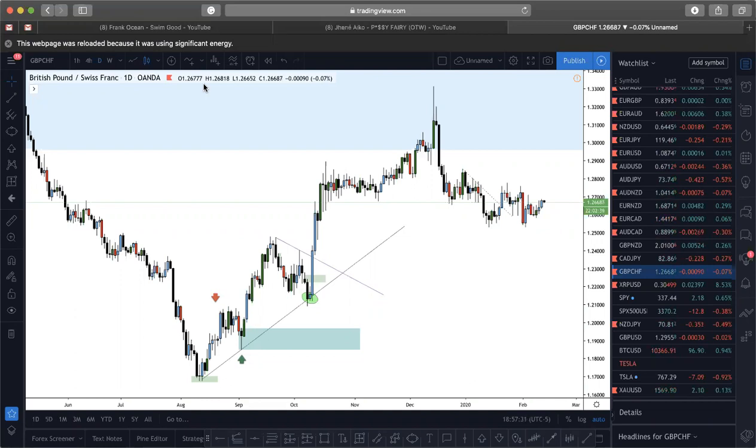But the way I draw my trend lines, I only do it with the last two lower highs and the last two higher lows. Some people connect a lot more, but this method is very effective, and I think you should stick to it.